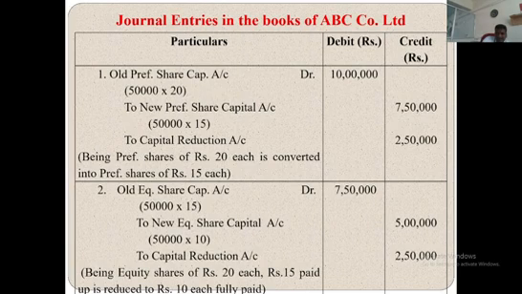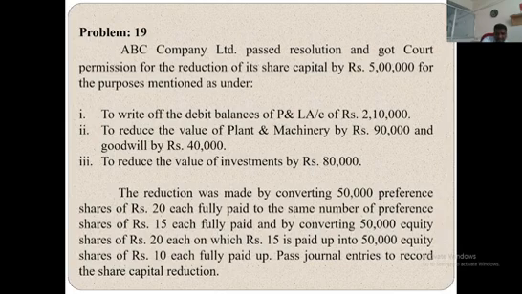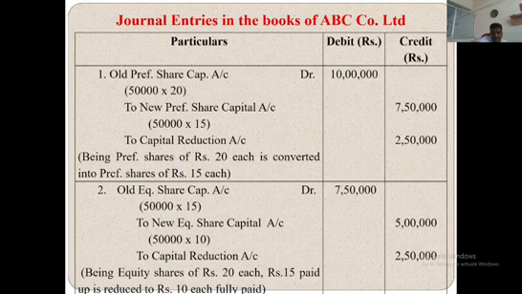The next, old equity share capital account debit. Old equity share capital value rupees 15 each. So by converting 50,000 equity shares of rupees 20 each on which 15 paid up into 50,000 equity shares of rupees 10 each, the paid up value you have to take is 15 rupees per share. 15 into 50,000, 7 lakh 50,000 debit. New equity share capital 50,000 into 10, 5 lakh. Balance capital reduction, being equity shares of rupees 20 each, 15 paid up is reduced to rupees 10 each fully paid.